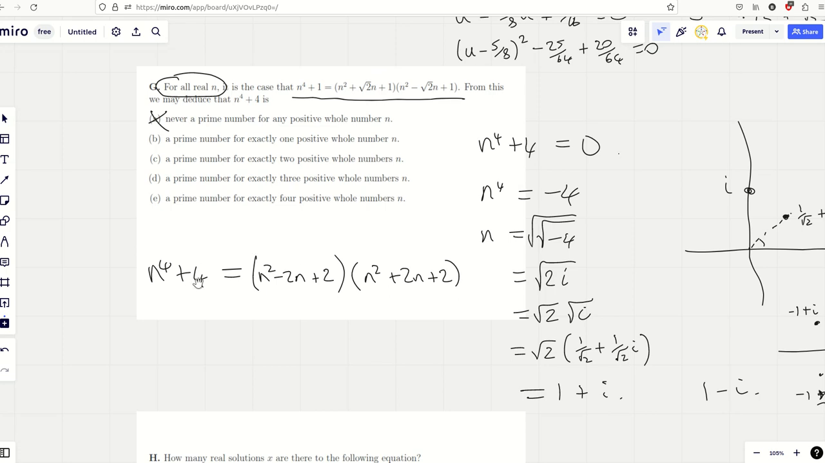But okay, so that was my stupid way of factorising n to the 4 plus 4. I kind of feel in this question now, if they had just hinted that this could be factorised into two quadratic factors, I would have got to the answer much quicker.